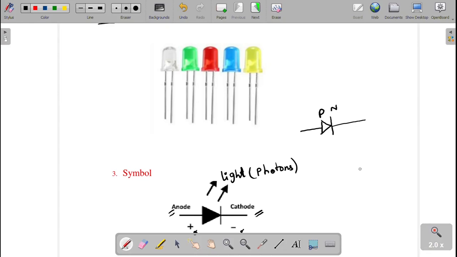One more thing I mentioned, that is forward biasing. What is forward biasing? By watching the video you can understand, but in simple form I will mention here. The P type should be connected to the positive terminal of the battery and the N type should be connected to the negative terminal of the battery. So this is positive and this is negative, and this is the battery. This is called forward biasing. So when the LED is forward biased, it emits light. This is the symbol of the LED.